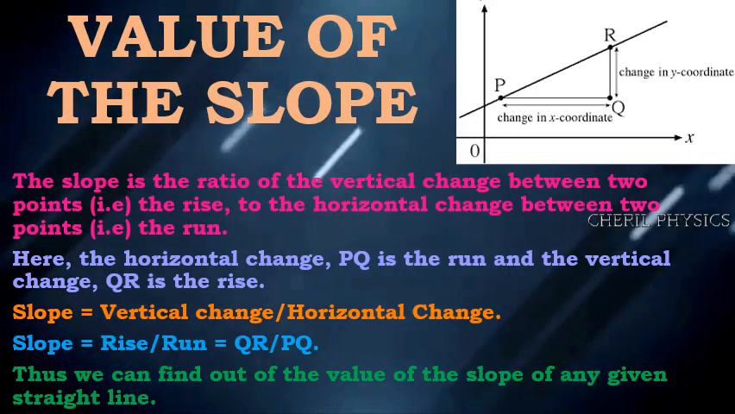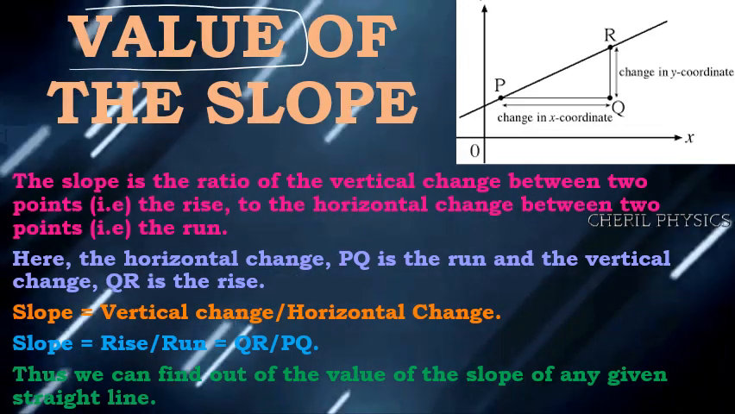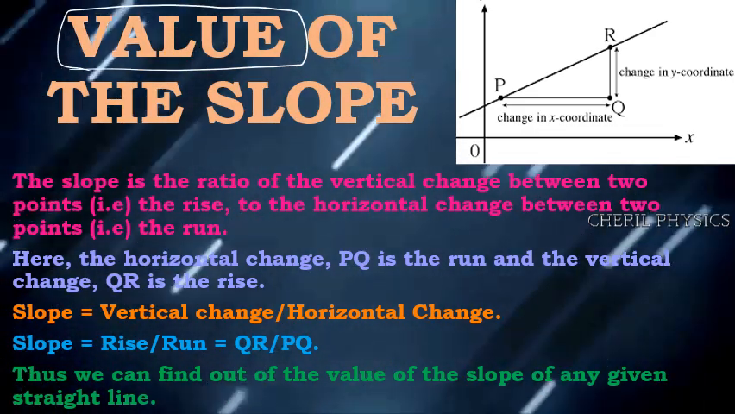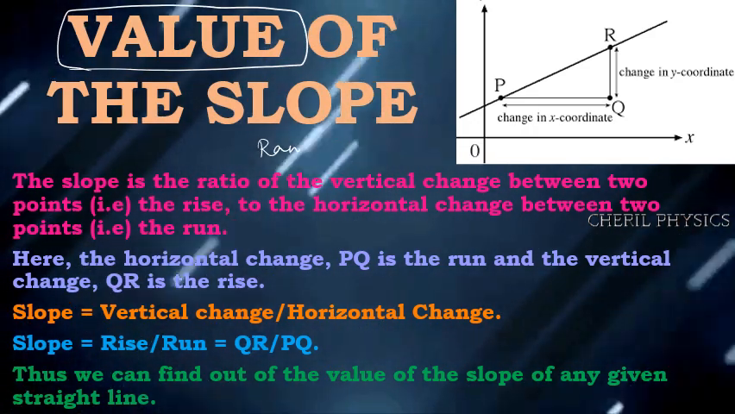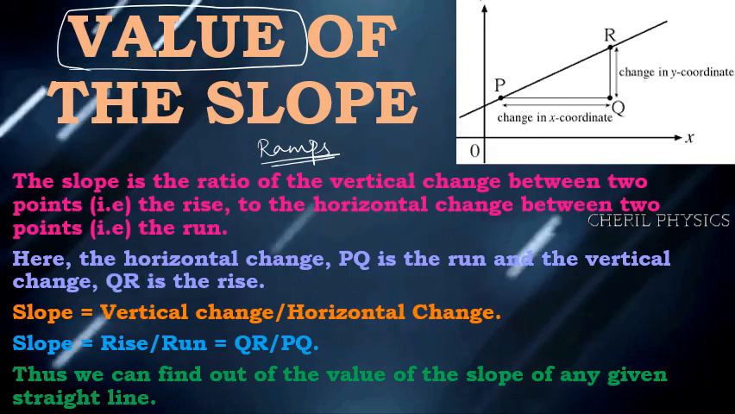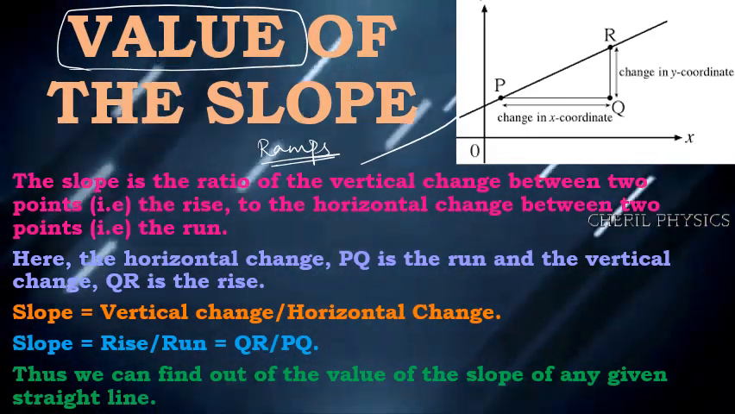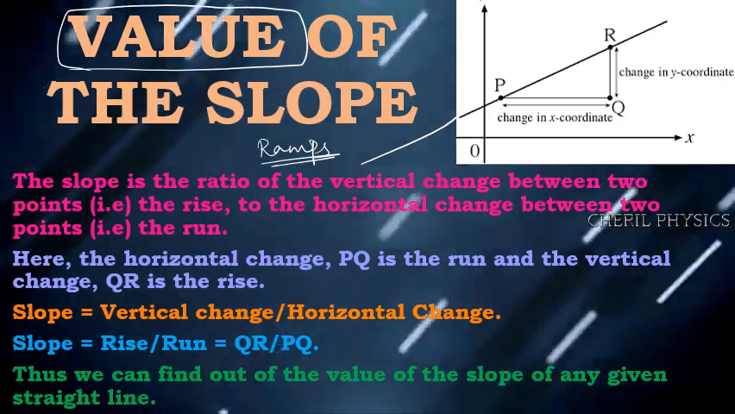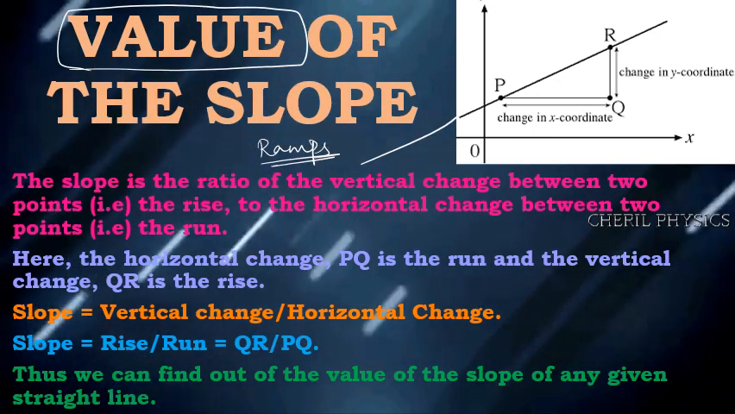So this slope has a value. What is this slope all about? A slope is nothing but a slanting line. We all know what a slope is. You might have seen ramps, which are slopey in nature. These slanting lines have a value. So what is the value of this slope?